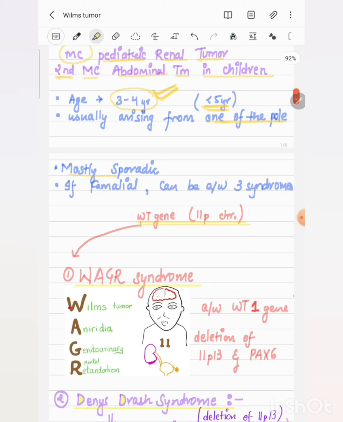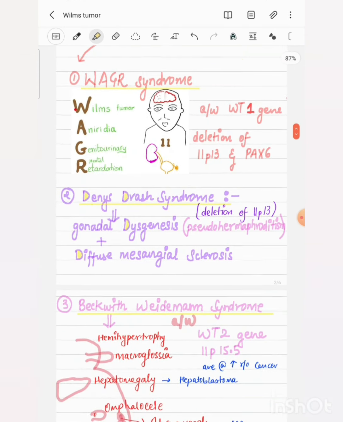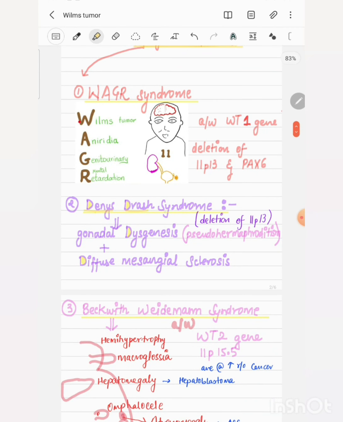It is mostly sporadic, but if familial, it can be associated with 3 syndromes, associated with the WT gene located on the 11p chromosome. The first syndrome is WAGR syndrome, then Denys-Drash syndrome, and Beckwith-Wiedemann syndrome.